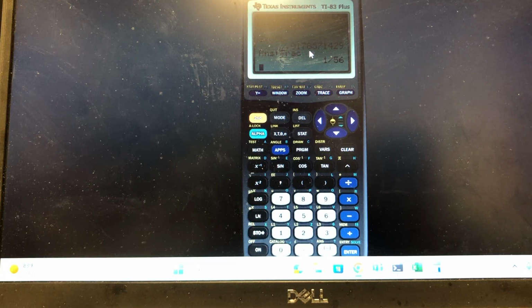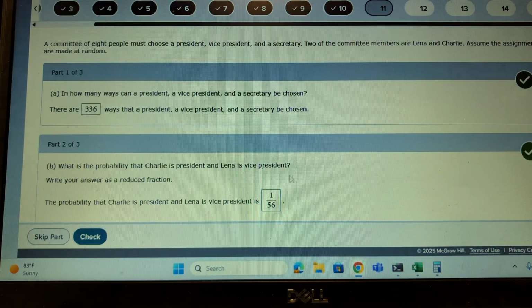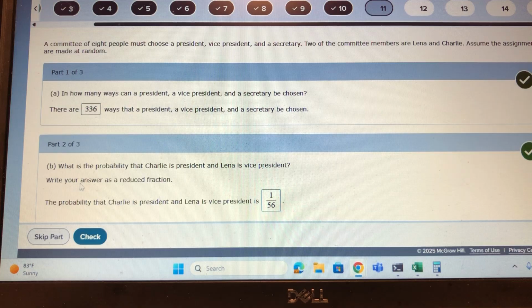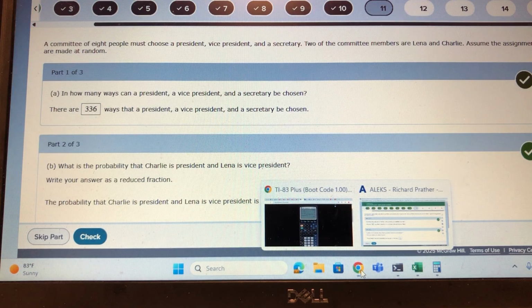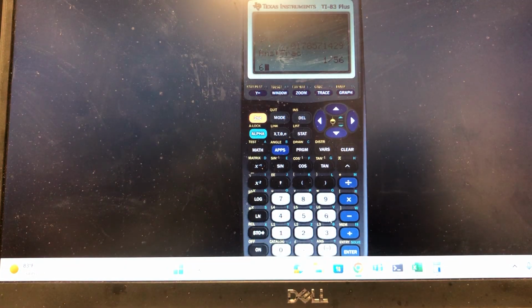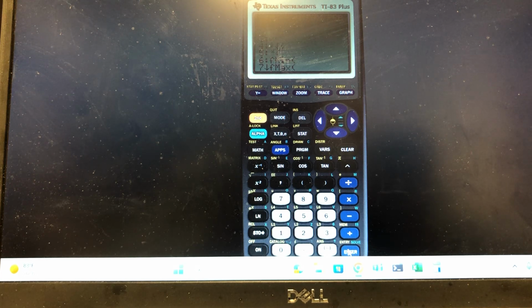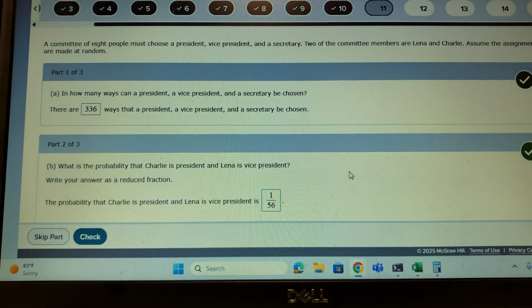And usually they like decimals in this homework, but they asked for a reduced fraction. Write your answer as a reduced fraction. If you have a graphing calculator, it's really nice if you have an unreduced fraction. If you hit math, enter, enter, it reduces it for you, whether you make it a decimal first or leave it as a fraction. And if you don't, then it's kind of painful to reduce that fraction, unfortunately.